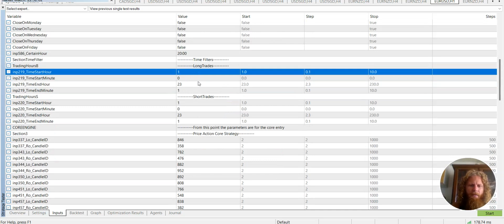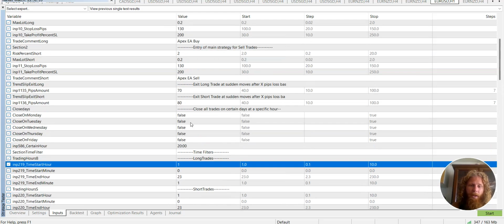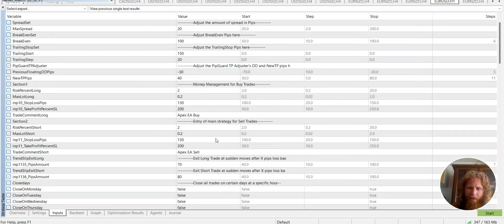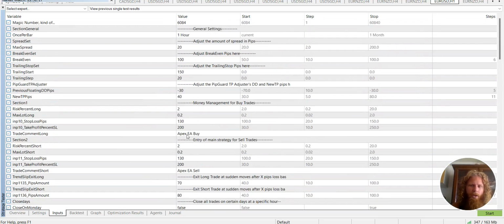Here are the time filters. These are the trading hours based on your server time, and minutes as well, that you can set to decide at what time your EA should trade. And these are the parameters that you should, or could, adjust as a retail trader.